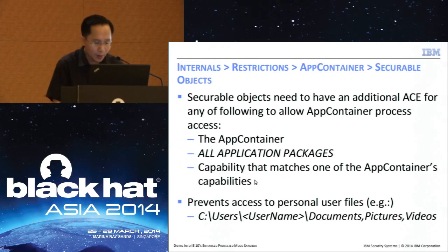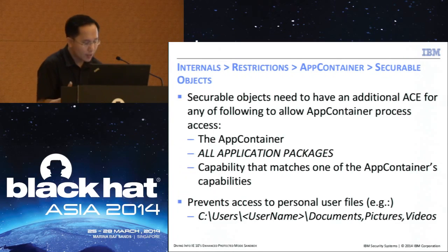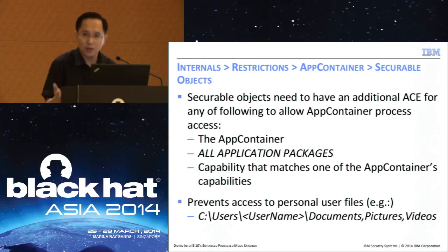What this means, for example, is that the app container process will not be able to access personal files, such as those stored in the documents, pictures, and videos folders, because these folders don't have an access control entry for any of these.